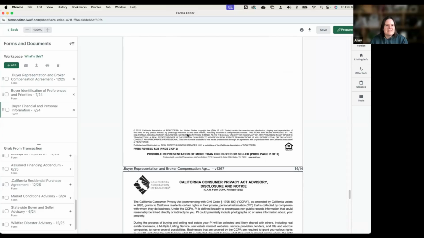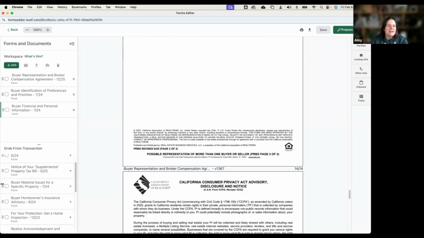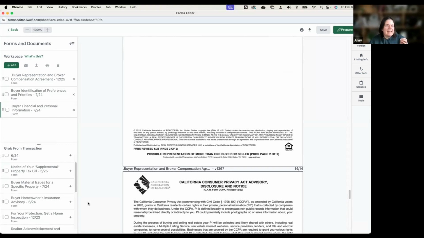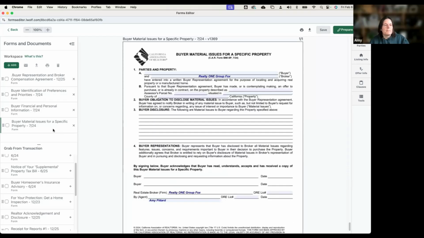All right. In addition to this, some other forms that I like to include are, let's see, one of the other forms that's listed with our BRBC and on the residential purchase agreement is our buyer material issues for a specific property. So that form, I know a lot of people don't get, but I would probably provide a copy of this to my buyers anytime we write an offer for a property, or maybe give them a copy just so they're aware that it exists with the BRBC. And then anytime we have an accepted offer, I would get them a copy of this form.